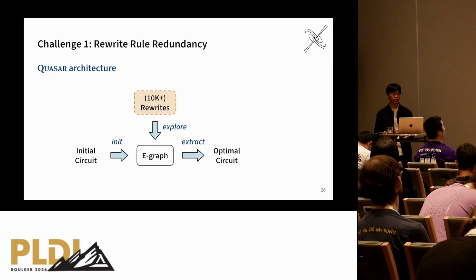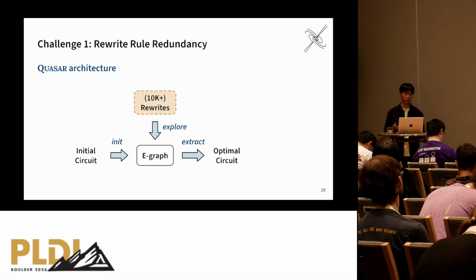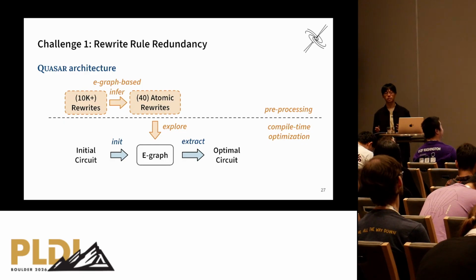By leveraging this technique, we have squeezed the rewrites from tens of thousands into exactly 40, and this is a pre-processing offline optimization to achieve that.